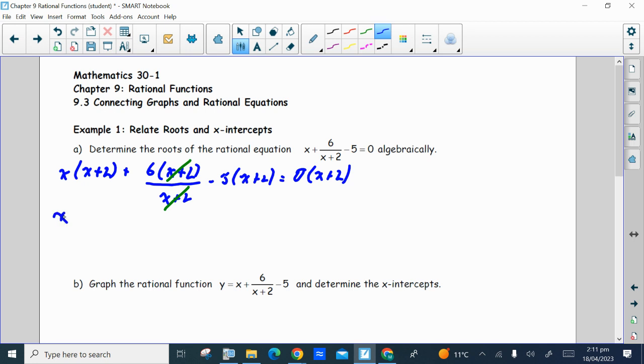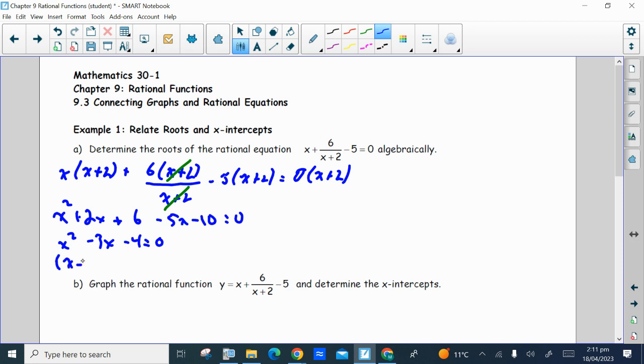So multiplying out what's left, we'll have x squared plus 2x. You're just left with plus 6 for that middle term. Minus 5x minus 10 equals 0. And because we have x squareds and x's, we're going to collect our like terms, and chances are we're going to have to factor. 2x take away 5x is minus 3x. 6 take away 10 is minus 4.